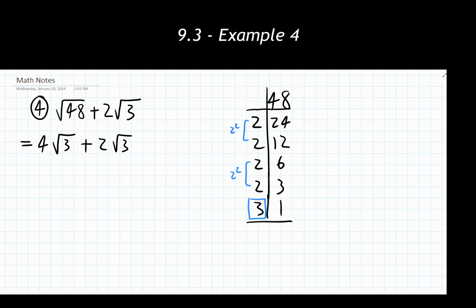And now I have the same index for these radicals. They both have an index of 2, or a degree of 2. Both have a radicand of 3, which means the coefficients can add together. That's going to give me a final answer of 6 times the square root of 3. And that's all we can do from there.